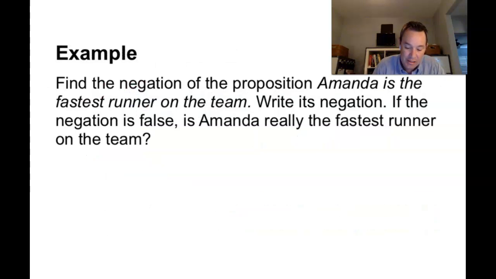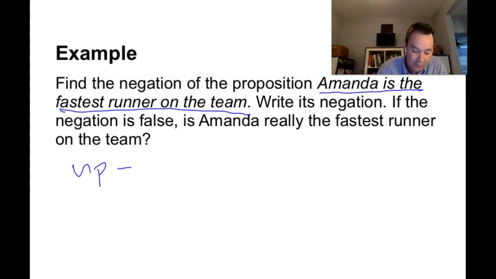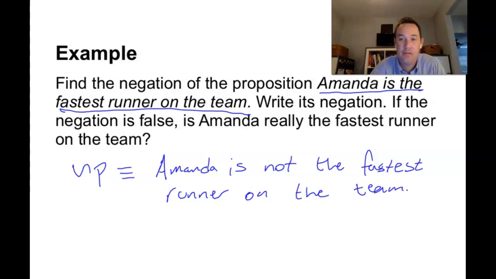All right, so find the negation of the proposition. Amanda is the fastest runner on the team. Right, its negation. So if we let that whole thing, that's a proposition, that's an assertion. It's asserting that Amanda is the fastest runner on the team. If I call that P, then not P would just be: Amanda is not the fastest runner on the team. Okay, so pretty intuitive. It's just the opposite.